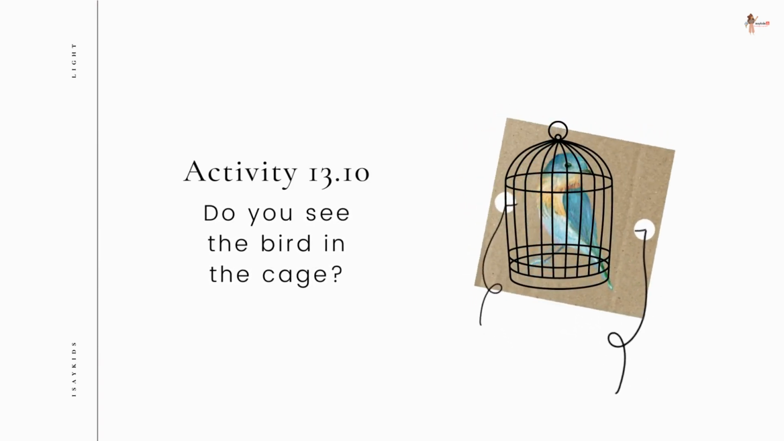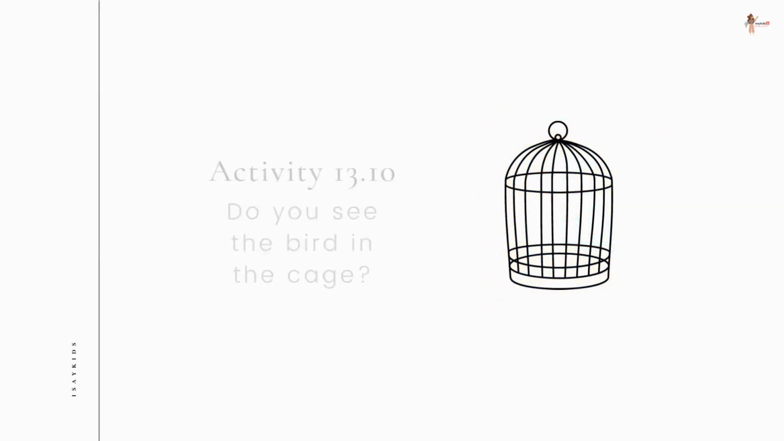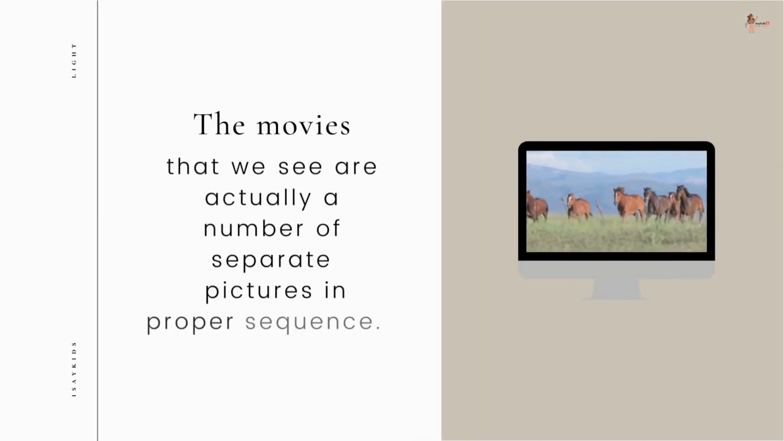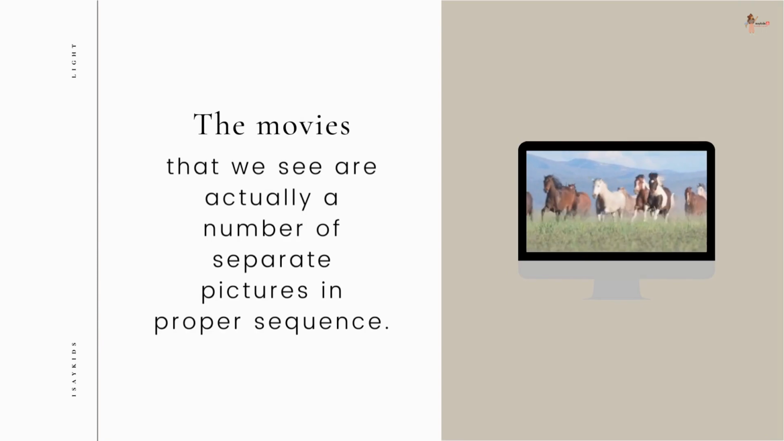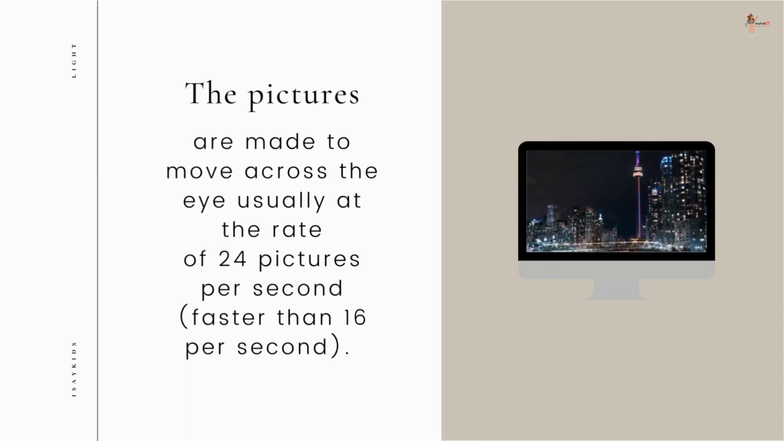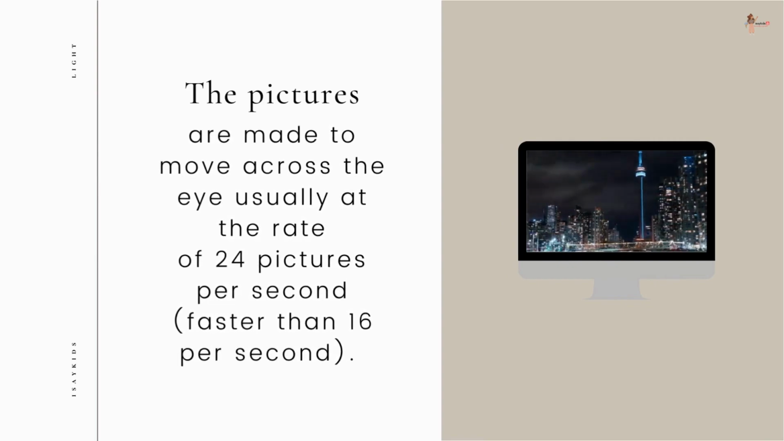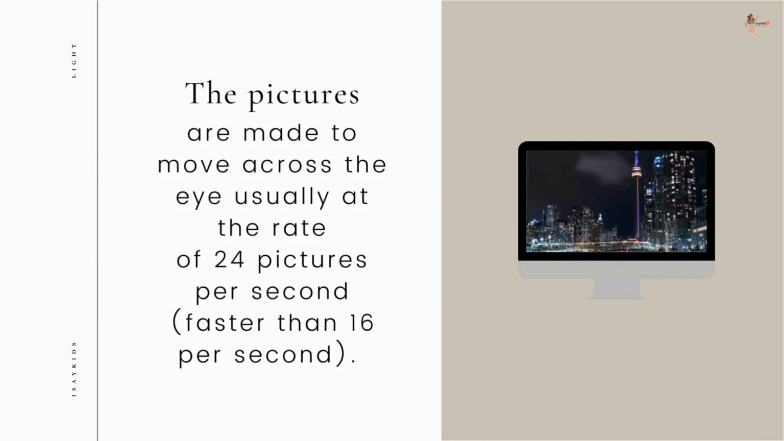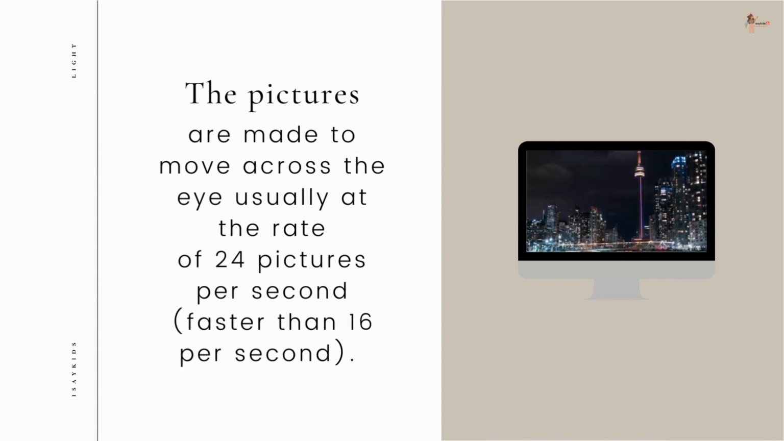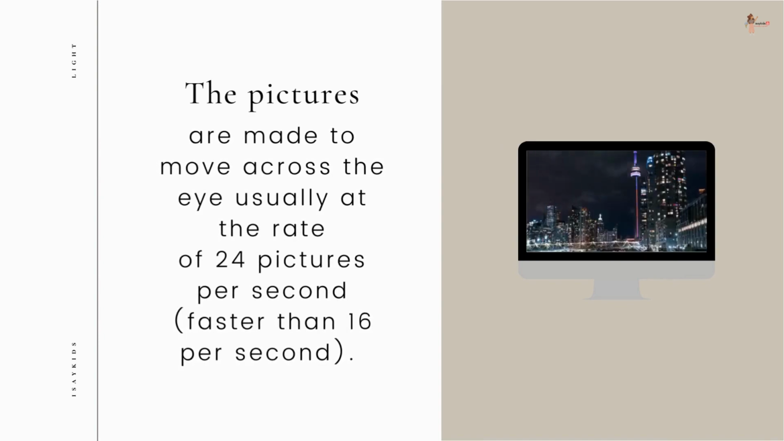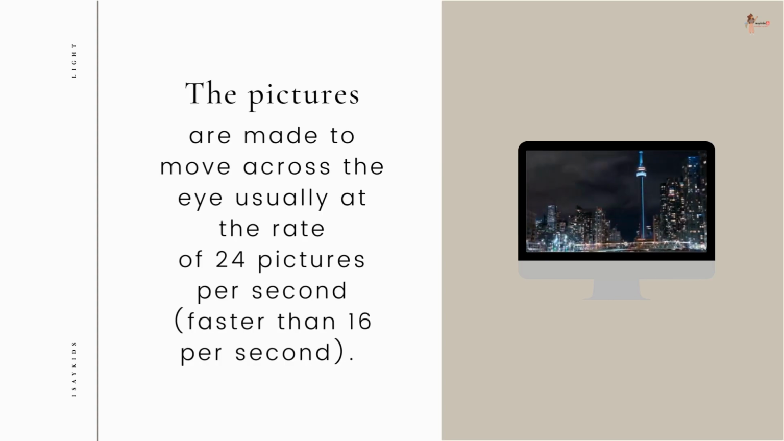This was fun. Let me tell you another fun fact. The movies that we see are actually a number of separate pictures in proper sequence. They are made to move across the eye usually at the rate of 24 pictures per second, which is obviously faster than 16 per second. So we see a moving picture. Got it? Let's move further.